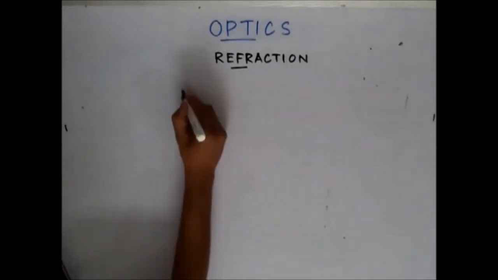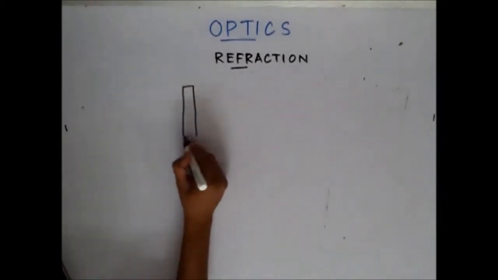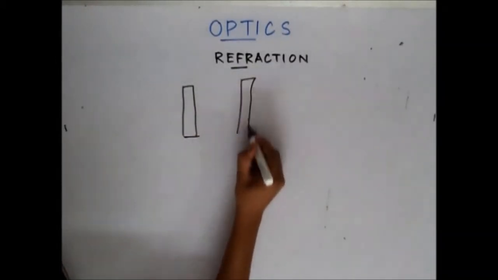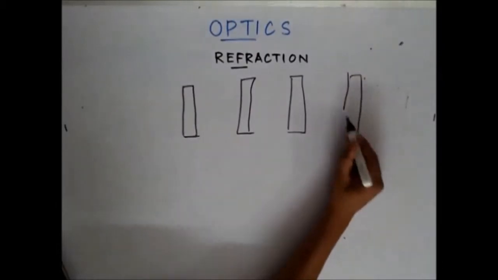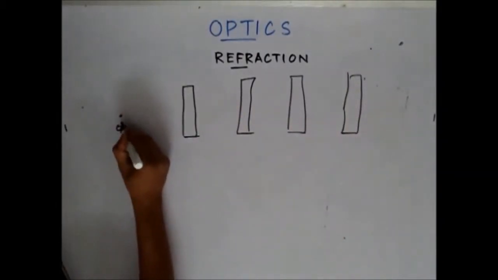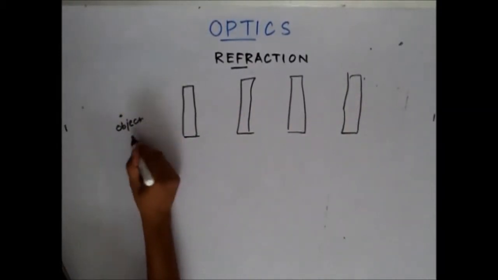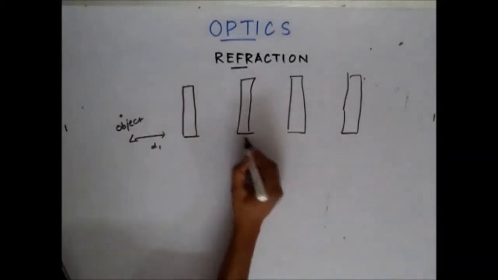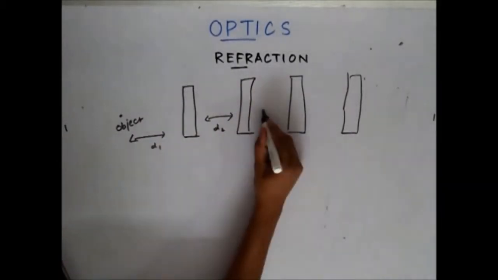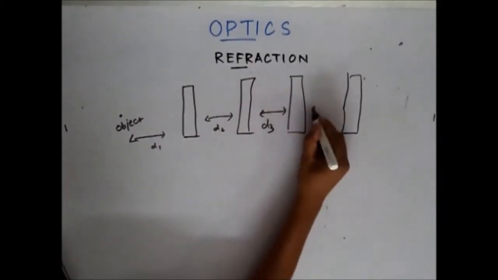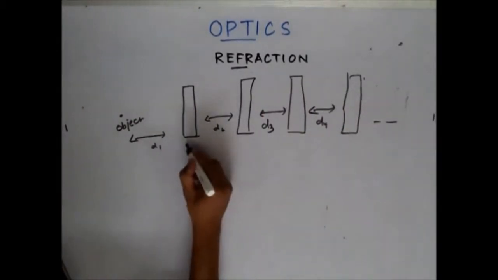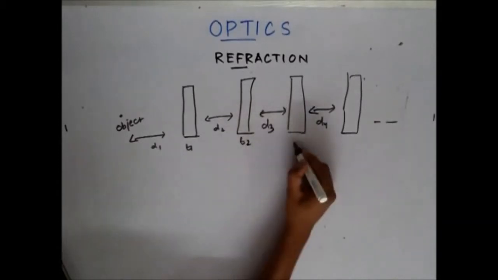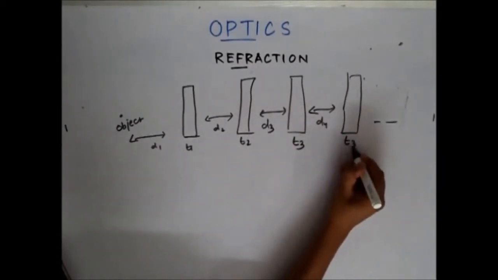Let's say that I have a lot of glass slabs kept here. The object is here. This distance is d1, d2, d3, d4. It goes on, and I have the thickness of the glass slabs as t1, t2, t3, t4.